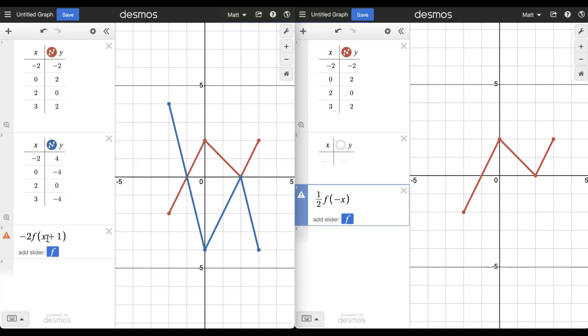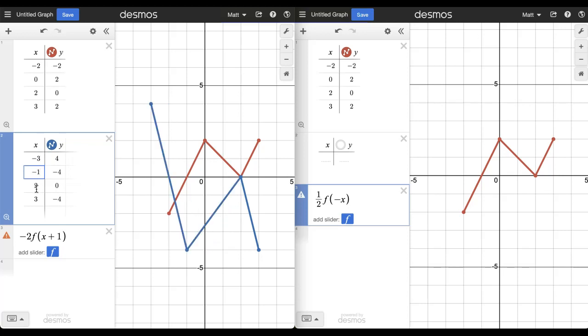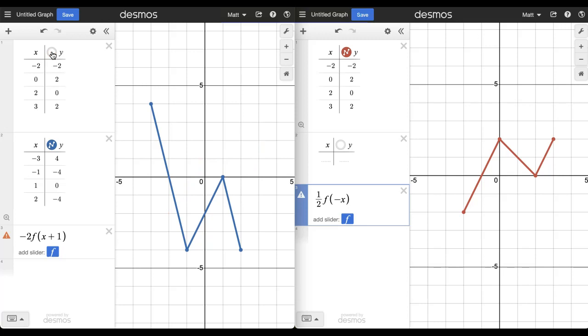Okay, so now the shift left, the x plus 1. I'm going to shift all the x values left 1. So that's a minus 1. This is going to become a negative 3, a minus 1, a 1, and a 2. This should be your final graph. And I'll hide the original so you can see. That's after a multiplication by negative 2 and then a shift left 1. Okay, let's do one more.